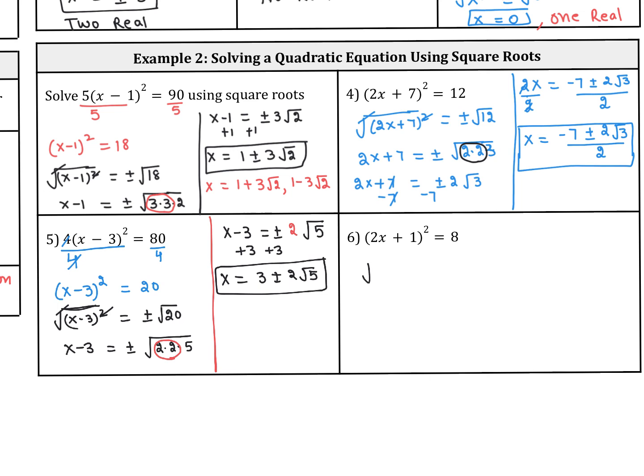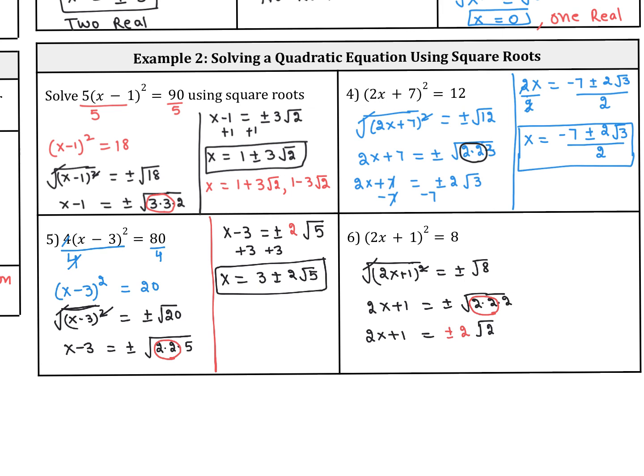For number 6, you're going to take square root on both sides. And you got here plus or minus 8. Square and square root cancel. 2x plus 1 equals plus or minus square root of 2 times 2 times 2. Make a pair. And you're going to take out one number from each pair. And that's going to be plus or minus 2 square root 2.